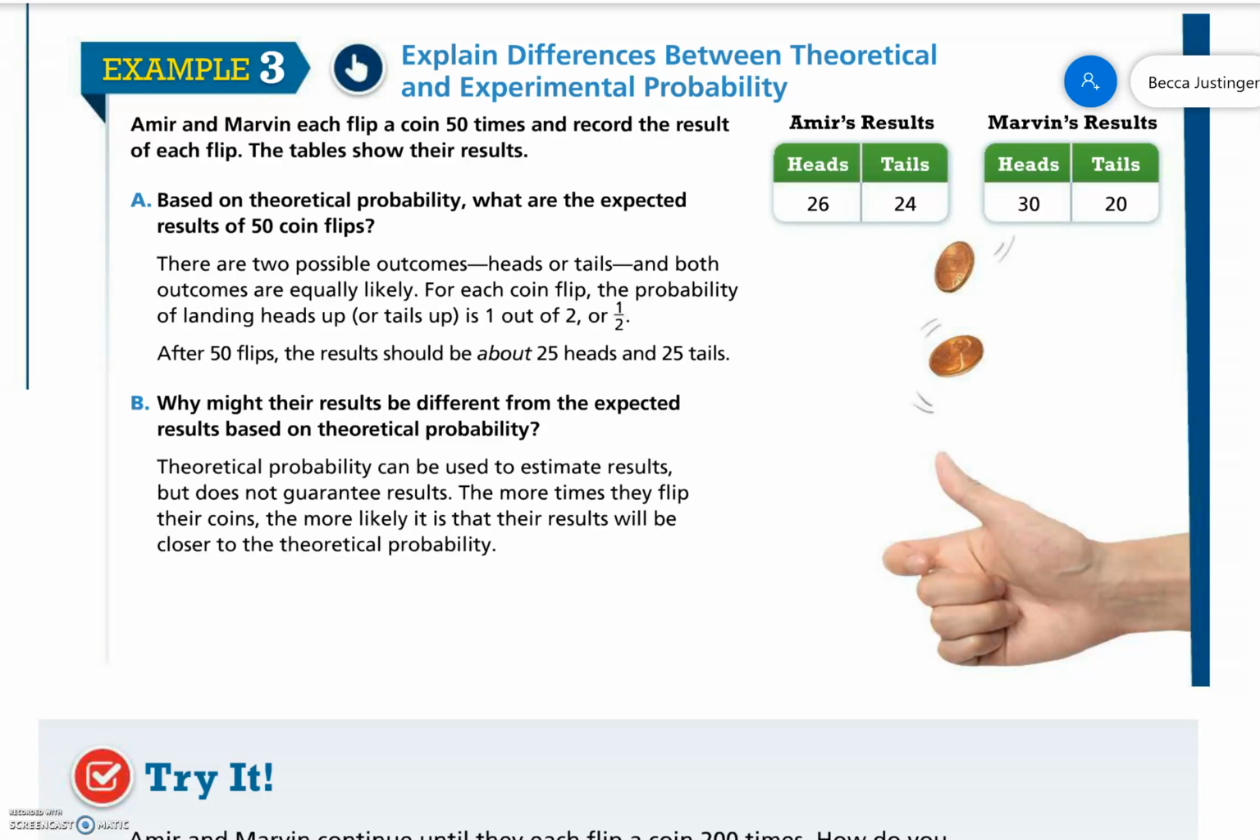There are 2 possible outcomes, heads or tails, and both outcomes are equally likely. For each coin flip, the probability of landing heads up or tails up is 1 out of 2, or 1/2. So after 50 flips, the results should be about 25 heads, 25 tails. That's the theoretical probability, what should happen.